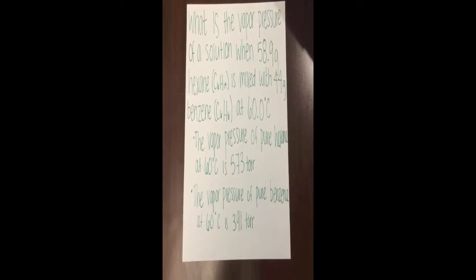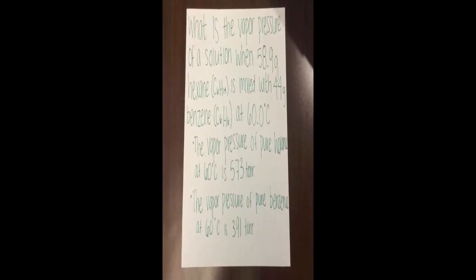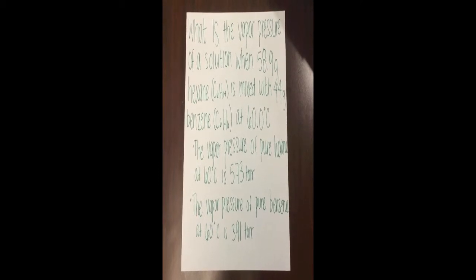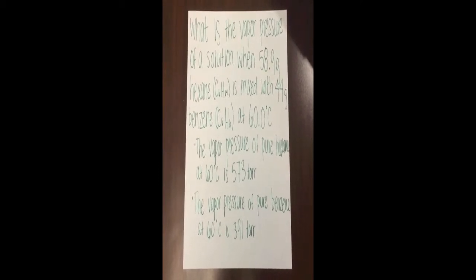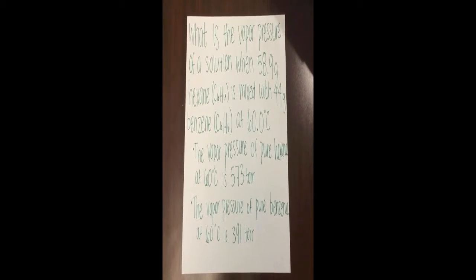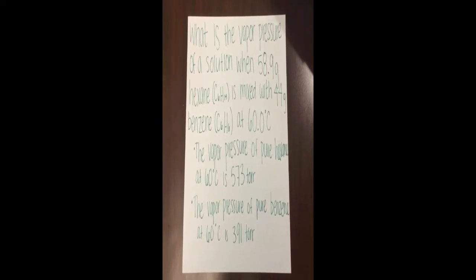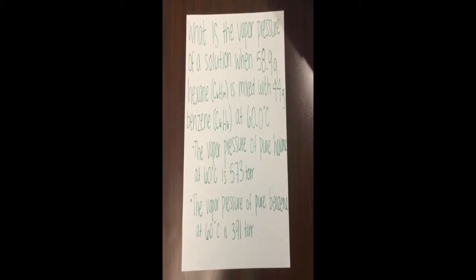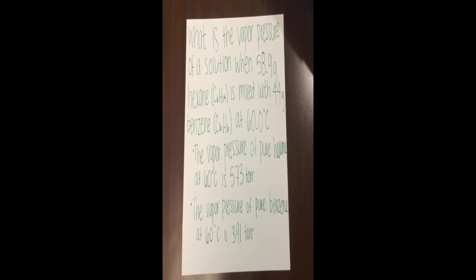What is the vapor pressure of a solution when 58.9 grams of hexane is mixed with 44 grams of benzene at 60 degrees Celsius? The vapor pressure of pure hexane at 60 degrees Celsius is 573 torr, and the vapor pressure of pure benzene at 60 degrees Celsius is 391 torr.